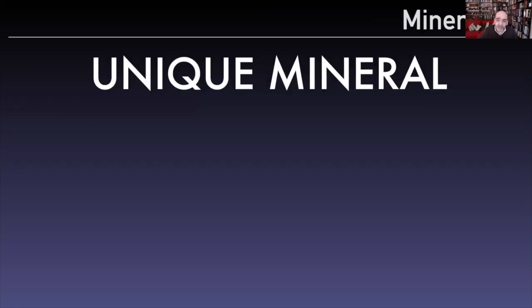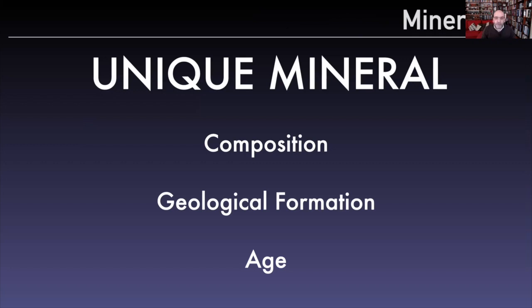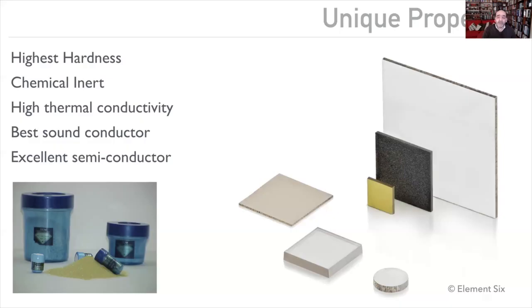So diamond is a unique mineral because it has a unique composition, only carbon, and a unique geological formation, down at great depths in certain areas of the planet, and it can also be very old. But this is not what makes diamonds so special as a material. What makes it so special is the properties.